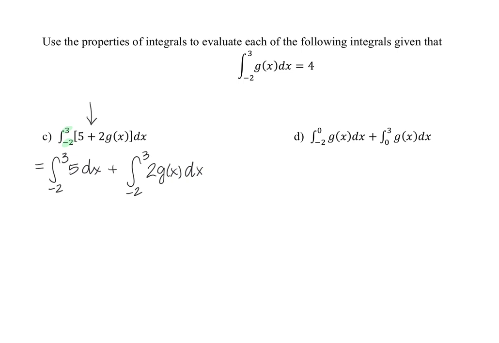Then you'll notice for the second integral, we have a constant times a function. So that's our constant multiple rule, very much like our constant multiple rule with limits as well as derivatives. So we can pull that constant out in front and take 2 times the integral from -2 to 3 of g of x dx.